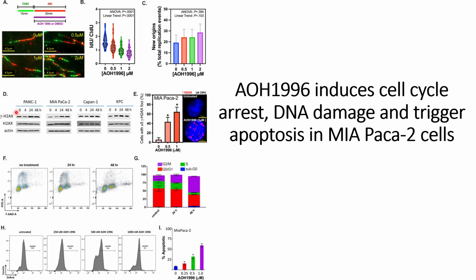Then they check the DNA damage using gamma H2AX, and they see that with increase in the time period, there is an increase in the gamma H2AX signals. The more significant increase in gamma H2AX signal is for MIA PaCa-2, a pancreatic adenocarcinoma cell line from a 68-year-old patient.